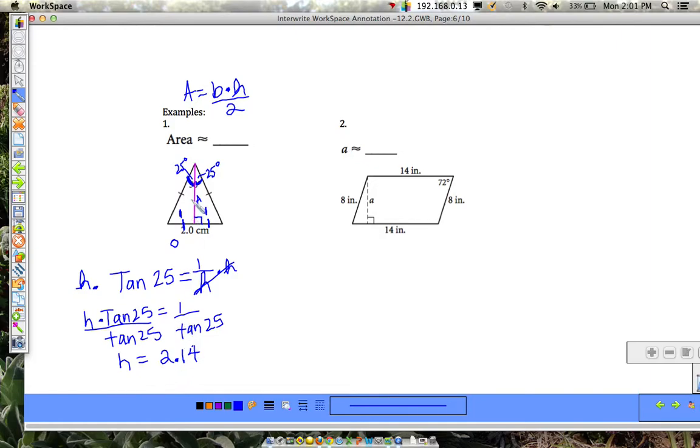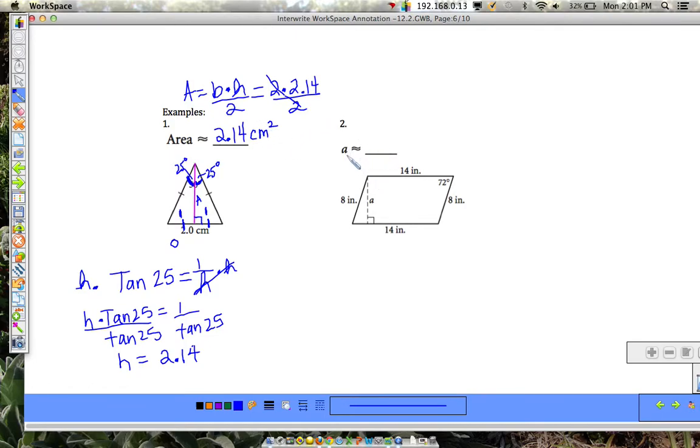So now I know the height is 2.14, so I can find the area is going to be base 2 times the height, 2.14, all divided by 2, which ends up being 2.14, because look, those 2's cancel. So about 2.14 square centimeters.